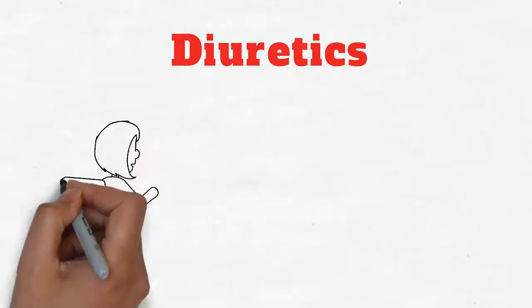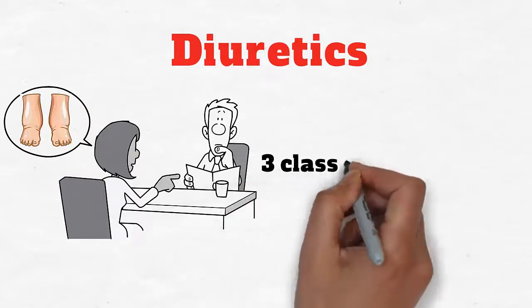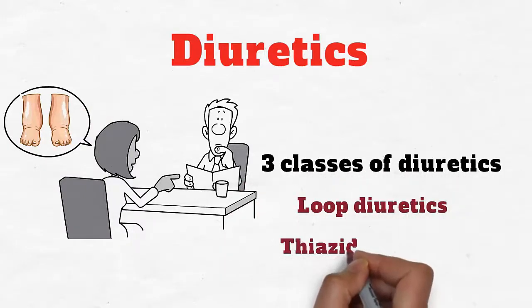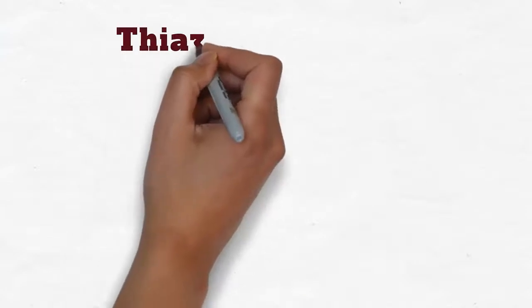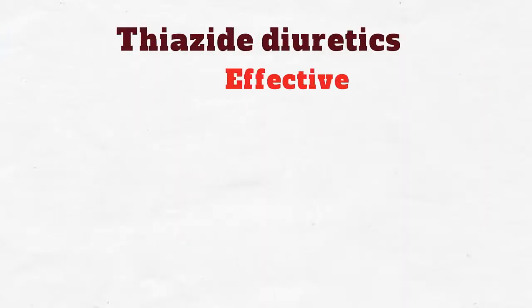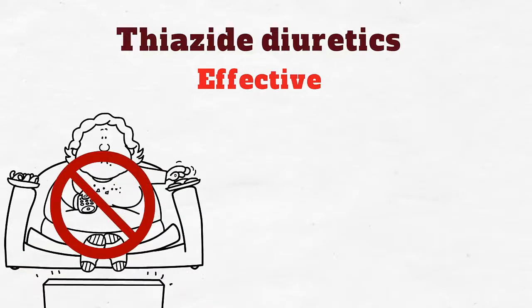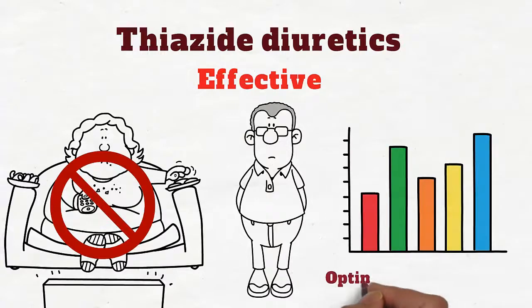Diuretics. Diuretics are also effective in treating edema patients. There are three classes of diuretics: loop diuretics, thiazide diuretics, and potassium-sparing diuretics. Thiazide diuretics are effective, but they are not recommended for diabetic patients. This is because thiazides affect the ability of the body to maintain optimal glucose control.